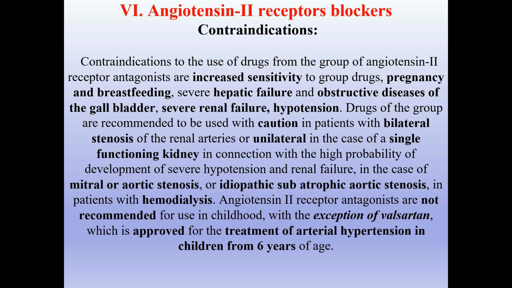Drugs of the group are recommended to be used with caution in patients with bilateral stenosis of the renal arteries, or unilateral in the case of a single functional kidney, in connection with the high probability of development of severe hypotension and renal failure. In the case of mitral or aortic stenosis or idiopathic subatrophic aortic stenosis, in patients with hemodialysis. Angiotensin II receptor antagonists are not recommended for use in childhood, with the exception of valsartan, which is approved for the treatment of arterial hypertension in children from 6 years of age.